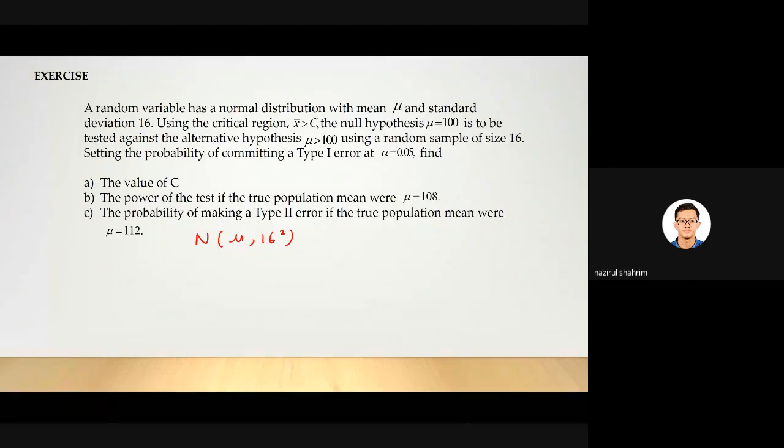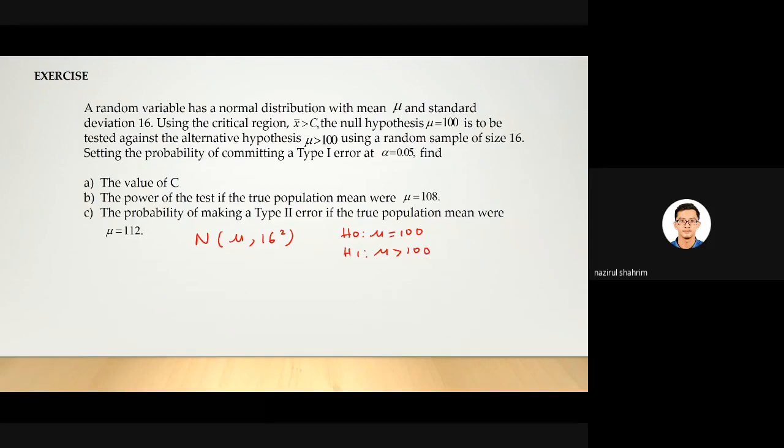Okay, so using the critical region, you have x bar greater than c. So the null hypothesis is mu equals to 100 against alternative hypothesis mu greater than 100. So you have your null mu equals to 100. Your alternative is mu greater than 100. Now we give you the critical region. Critical region, that means you will reject your H0 when your x bar is greater than C. Okay. So we want to find the value of C.